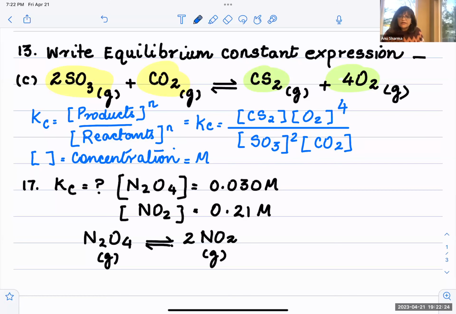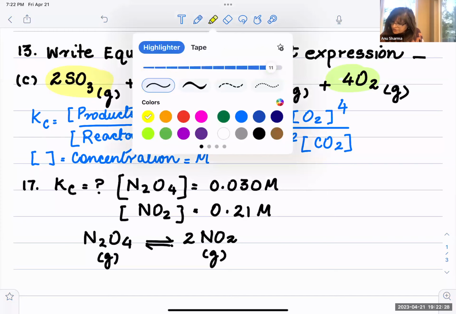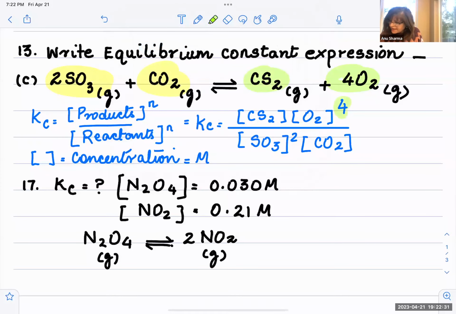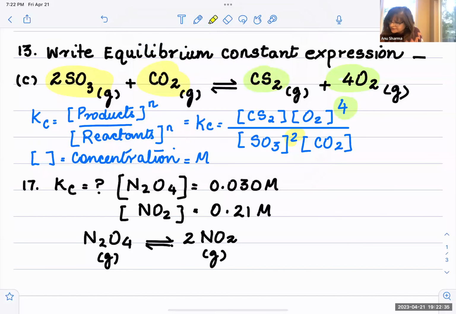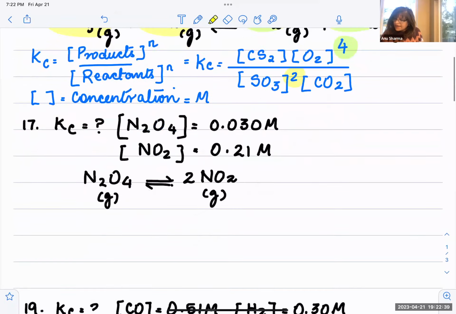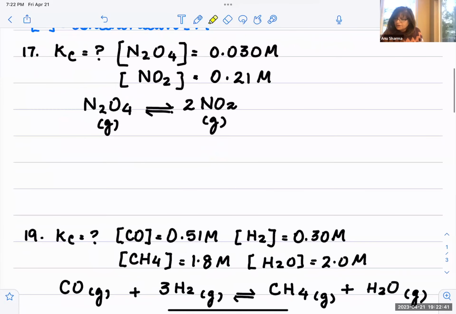So you write down the concentration. It's very important that you understand that the powers come from the balanced equation. That's the important piece. The reactants are in the denominator, products in the numerator. So that's our expression. Next, they're saying calculate the value of Kc.